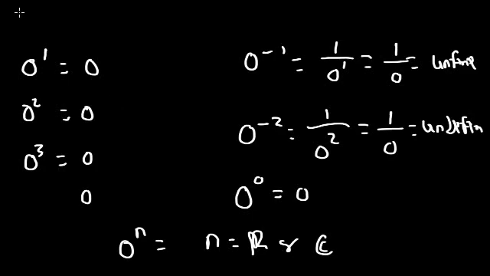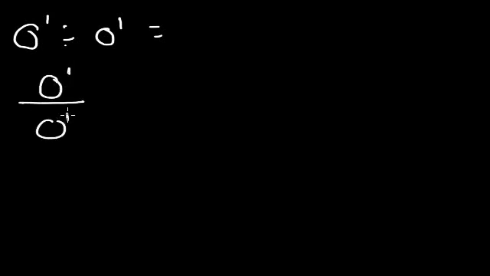Now let's consider the quotient law of indices. 0 raised to the power of 1 divided by 0 raised to the power of 1. What would this be? Notice that from the quotient law of indices, this can become 0 raised to the power of 1 divided by 0 raised to the power of 1. And eventually, this becomes 0 raised to the power of 1 minus 1. Then we have 0 raised to the power of 0. But what would have been the result?